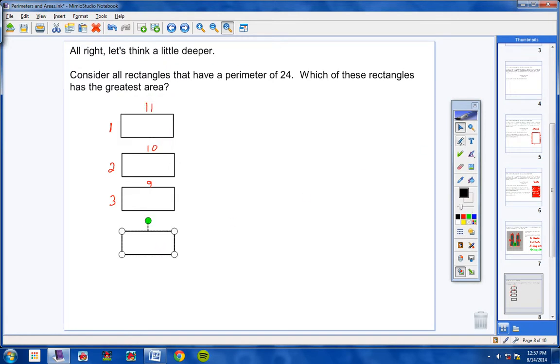And then we're going to write a 4 by 8. Let me pause. Do you see what I'm doing here? If you're a little lost, relax. Just listen to me. The perimeter of this rectangle right here is 24.